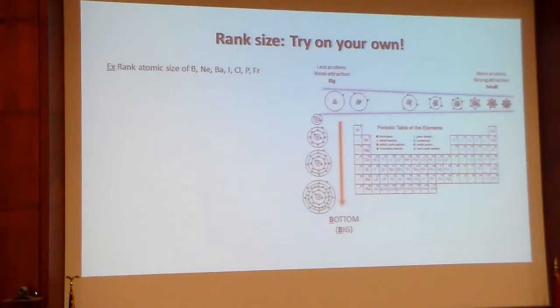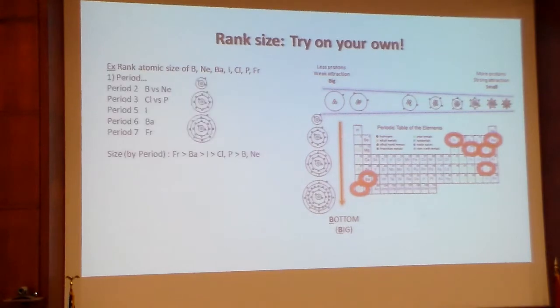When we rank size, we talk about period first. Take a look at the period. At the bottom is big. So first, try to find them. We have francium, barium, iodine in period number 5. Then phosphorus and chlorine, the same period. Boron and neon, the same period. So I'm going to group them, period number 2 to 7. So from here, who's the biggest? Francium is the biggest. The smallest will be either boron or neon. So we're done with period.